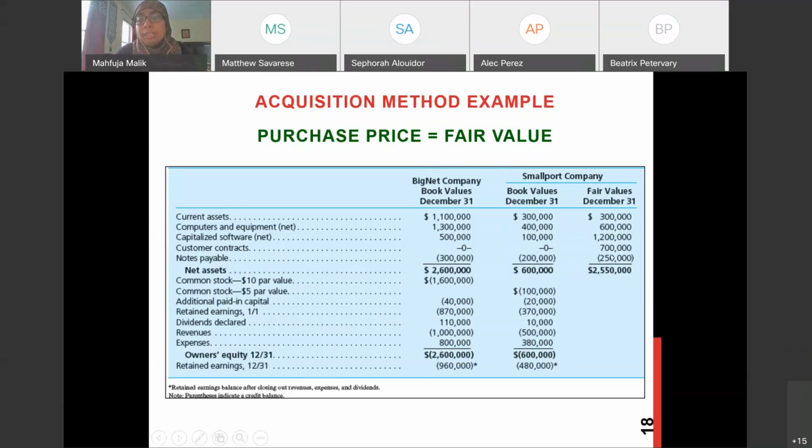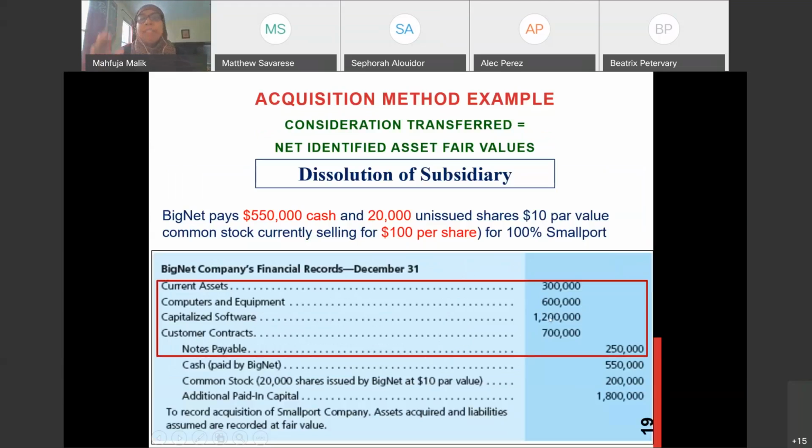When we did these journal entries, we recorded everything at their fair value. I'm sure you will never forget it. Sheila will never forget it. We will record everything at their fair value.